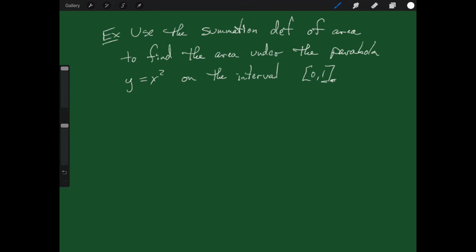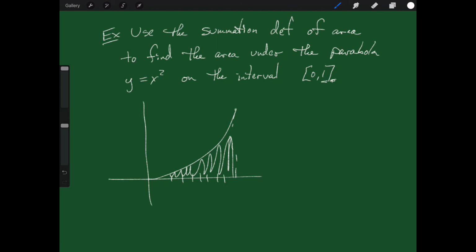Okay, so same problem we've been talking about this whole time. But this time I really want to get the real answer. So I want this area. First thing we do is divide this up into n equal pieces. And then I need to start writing this thing out.